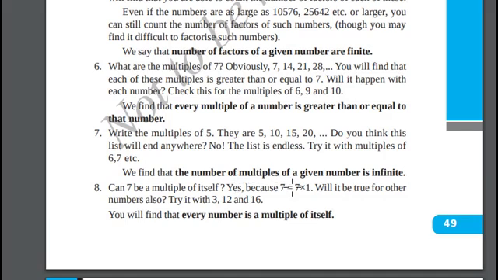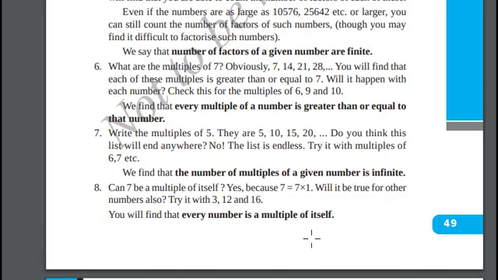The number of multiples of a given number is infinite. Say for instance, we take the number 5. Write the multiples of 5: 5, 10, 15, 20, 25, 30, 35, 40, and so on. The multiples of any given number are infinite. There is no end to the list.